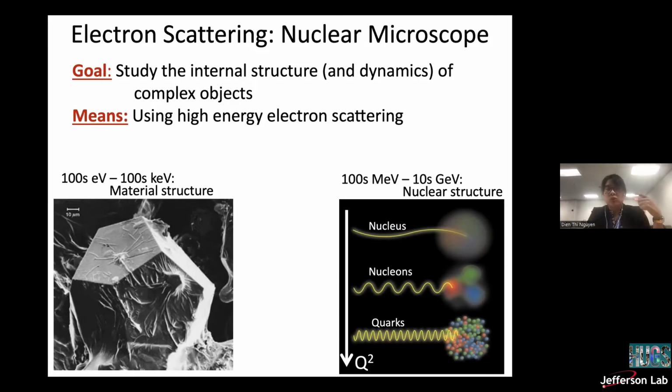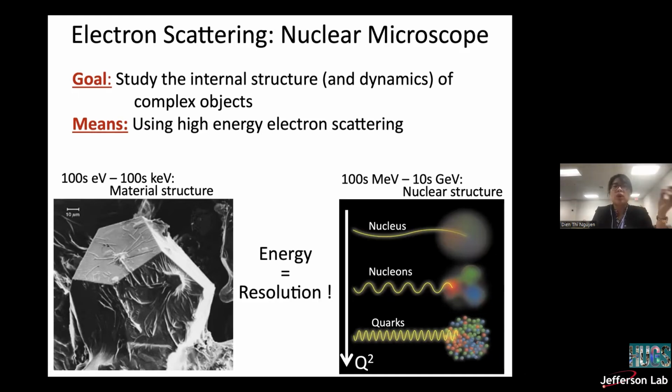But now if you are tuning this knob and increasing the value of Q square, it means that you have a more powerful resolution, and you will be able to see smaller objects inside the nuclei. So at this level, you will be able to see the nucleon inside the nucleus. And then if you continue increasing the Q square, you will be able to see even finer structure of the nucleon. It's like quark, gluon, and other stuff.